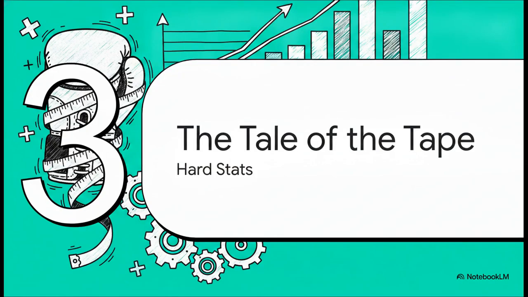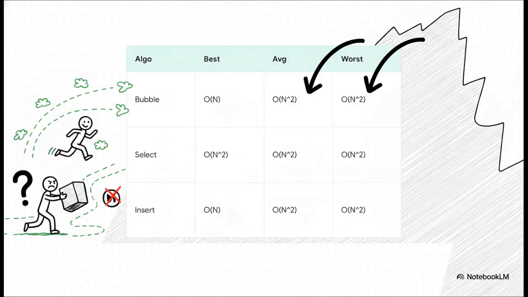All right, round 3, the tale of the tape. Let's look at the hard numbers. All three of these algorithms hit a massive O of n squared wall in the average and worst cases. Basically, as the dataset grows, the time it takes to sort grows exponentially.